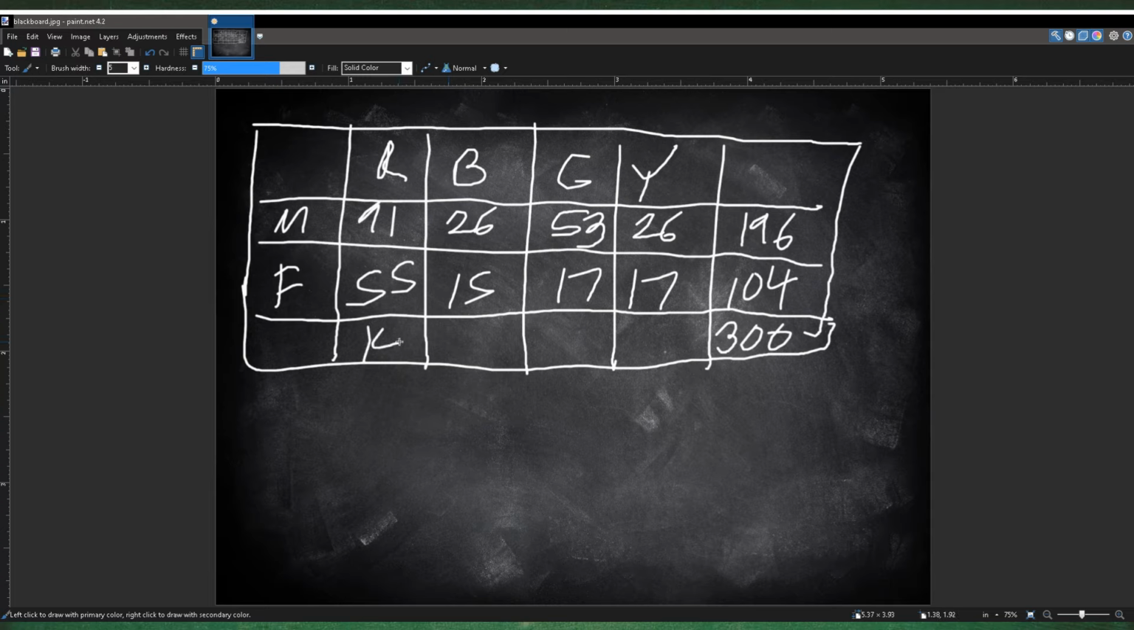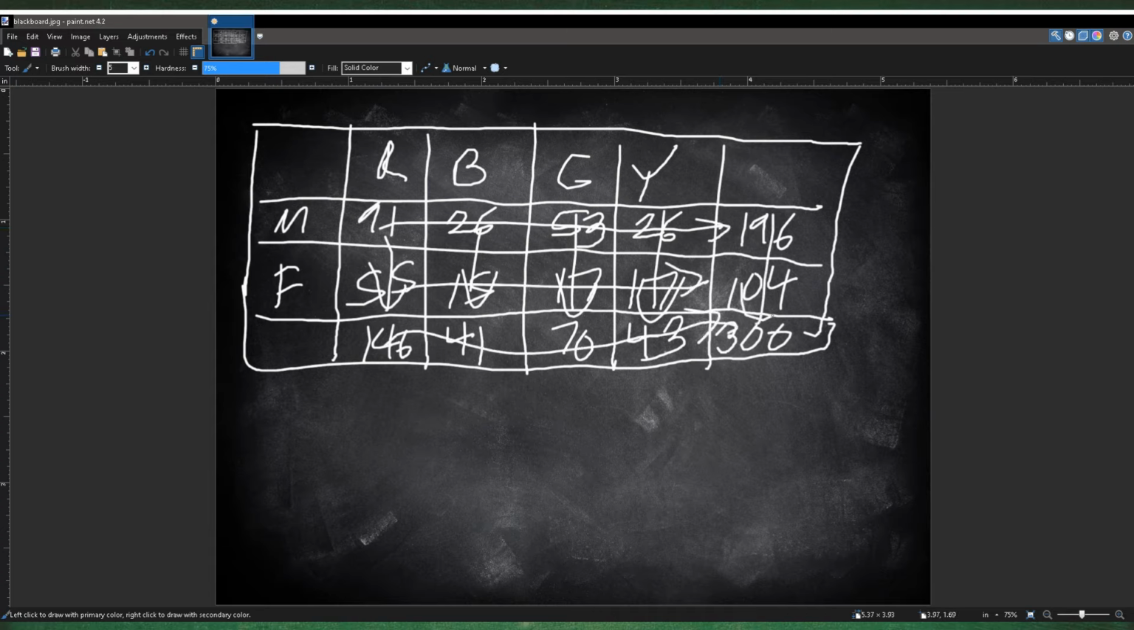This is 146, 41, 70, and 43, right? So the amount of reds is 146, so you just add that to get that number, this to get this, this to get this, and this to get this. And all these numbers add up to that, and all these numbers add up to this. And all these numbers add up to this.